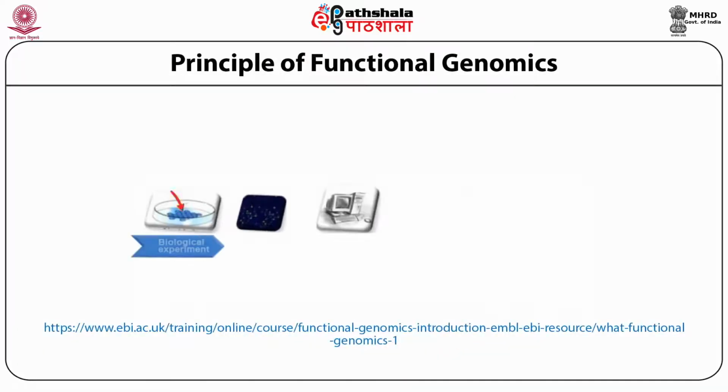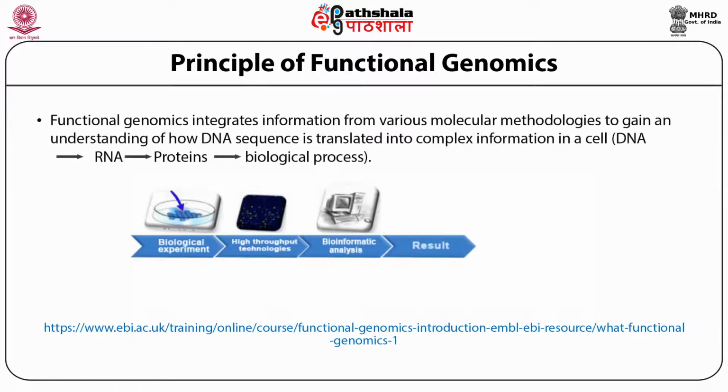We can give the principle of functional genomics: functional genomics actually integrates information from various molecular methodologies to gain an understanding of how DNA sequences translate into complex information in a cell, like DNA to RNA to protein to the biological system. So it involves high throughput biological experiments, high throughput technology like next generation sequencing technology to get the biological information, which is converted using bioinformatics tools into the results for the genes, transcripts and proteins. So this is the basic flow scheme of functional genomics.